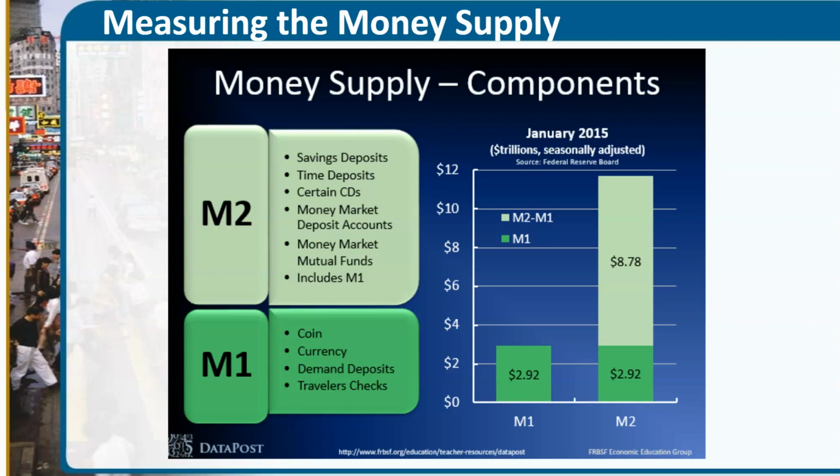As I mentioned, M1 is very liquid: coins, currency, traveler's checks, the demand deposits. I can write a check on it and very easily get the money out of the bank, essentially using a check as cash. Savings accounts, other types of deposits, time deposits or CDs, money market accounts, mutual funds, all of those are M2. I can convert those into cash, but there's an extra step involved, so it's near money, and that's the M2 category. M2 also includes M1, so it's always going to be greater in terms of what we see there.